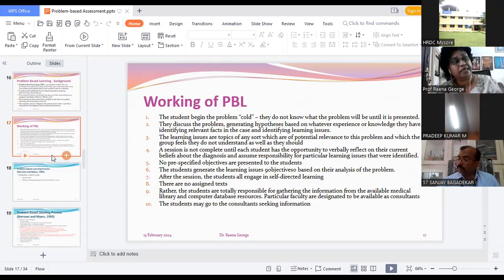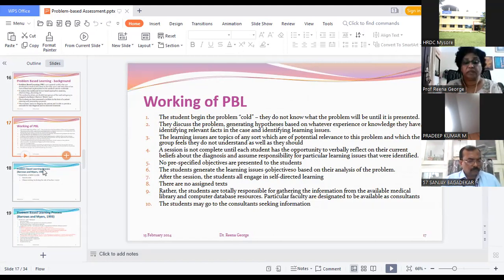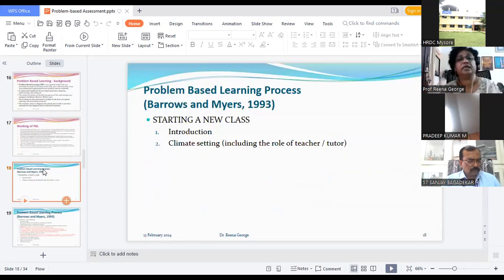Okay, so senior faculty members or doctors are assigned as consultants. They can consult with that senior faculty, or they learn through experiential learning, and the students may go to the consultants seeking information. So this is the working of a PBL. This is how PBL started working. Now we will go to the learning process, and there are different stages in a PBL learning process. So I am explaining the Barrows and Myers model.